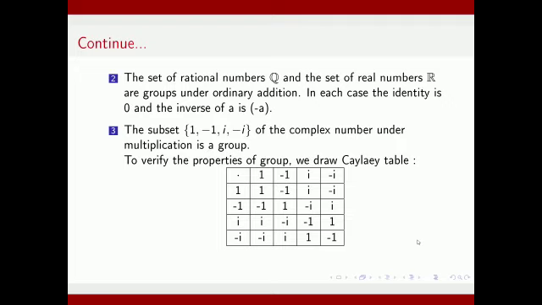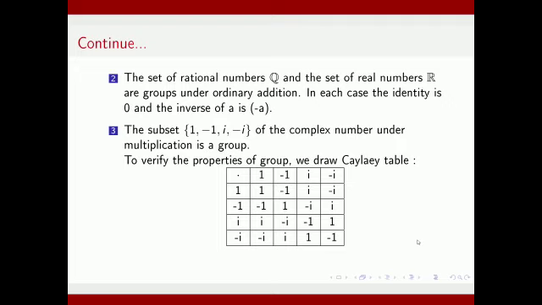Now observe this table and verify the properties of group. First property is closure property, and closure property says that product of any two numbers in the subset is a number again in the subset. That is, 1 into 1 is 1 and 1 is the element of subset. Minus 1 into i is minus i. Minus i is again the element of the subset.